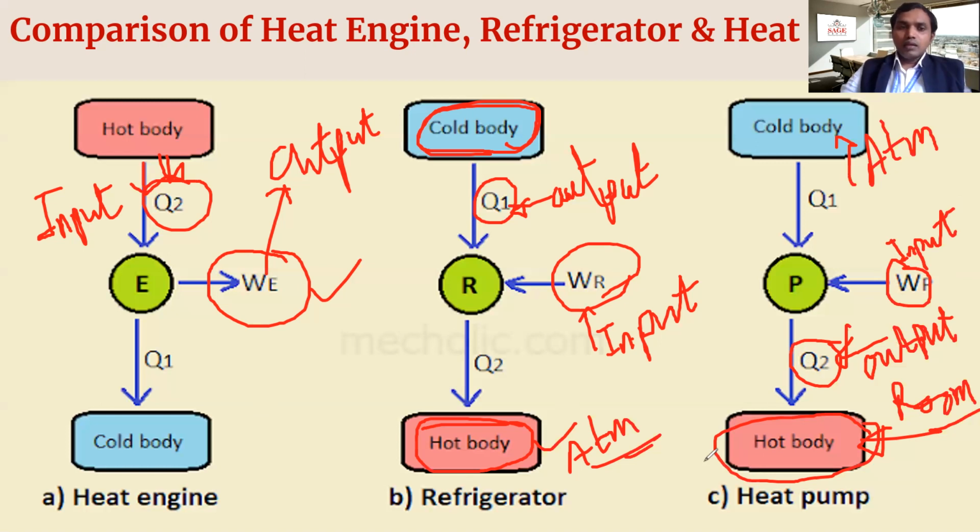Now in case of engine, the output is work done and input is the heat supplied. And in case of refrigerator, the output is how much heat is extracted from the cold body, that is Q1, and the input is the work added to the cycle, that is WR. And in case of heat pump, the output is heat rejected to the particular space or room, that is Q2, and input is the work done added to the cycle. Now this is the basic difference between the heat engine, refrigerator, and heat pump.